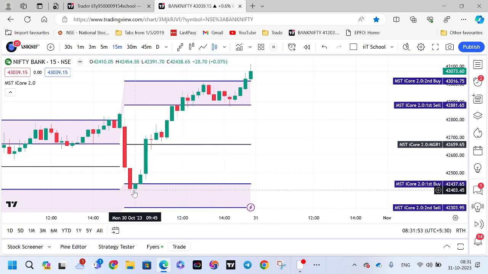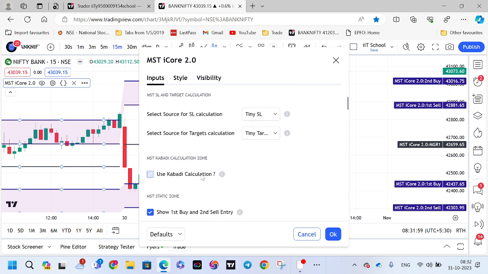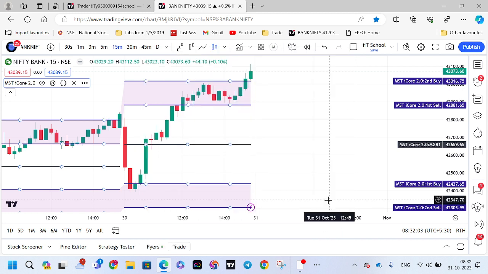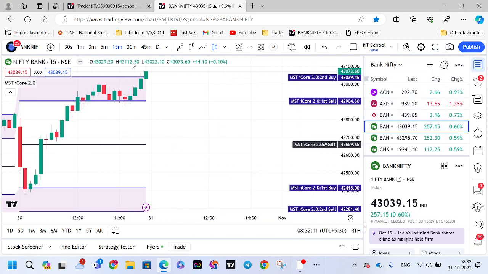Since there is a Bahubali candle, what you can do is go to the indicator settings and enable the Kabaddi plan, Kabaddi calculation, so that you will get the entry a little later. Then your entry will be at the exact point. So this is about Nifty.